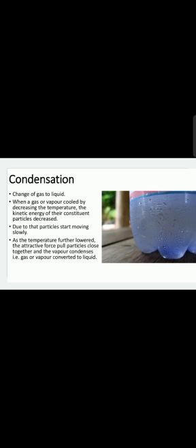Condensation. Change of gaseous state to liquid state is called condensation. This phenomenon is very well explained if you take cold water inside a glass. After some time, you will observe water sticking to the glass. This is because the water vapors which are present in the atmosphere get a low temperature and they get condensed. These water vapors change to the liquid state.